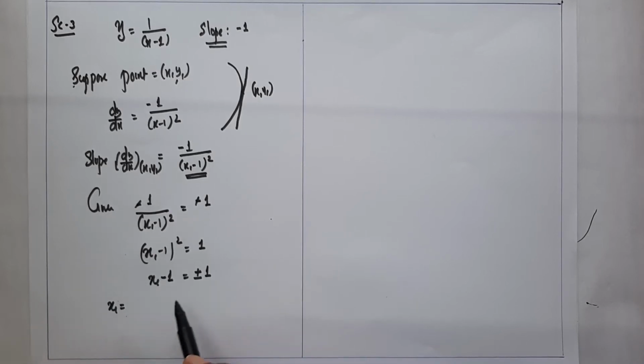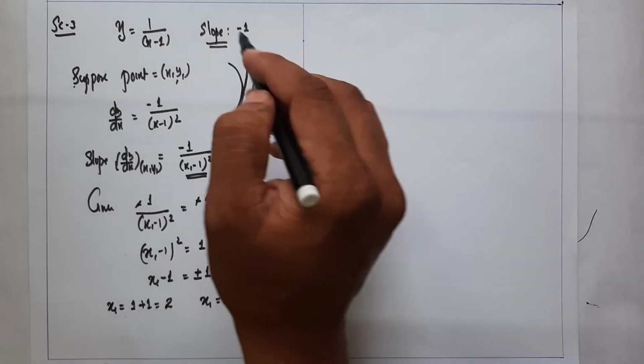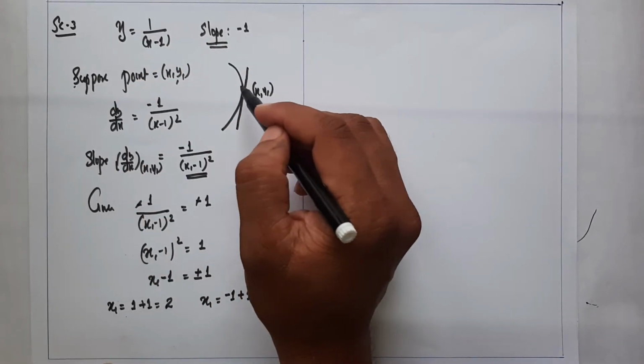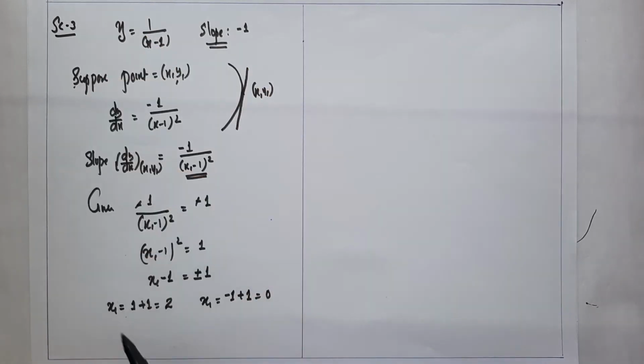Therefore we get two values for x1. First, x1 minus 1 is equal to plus 1, that is x1 is 1 plus 1, which is 2. Second, x1 is equal to minus 1 plus 1, which is 0. And for finding the corresponding y coordinate, you already know x1 y1 is a point which is common to this curve and the tangent also. x1 y1 already satisfies the given curve.